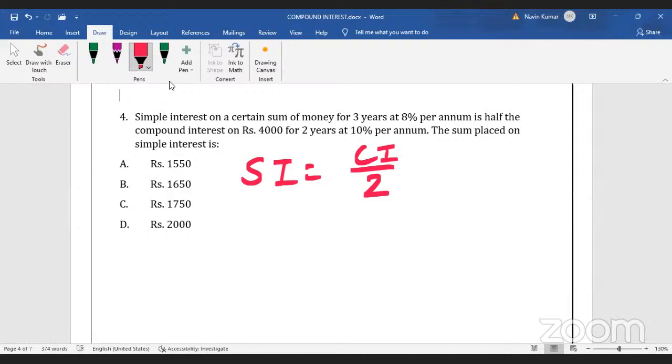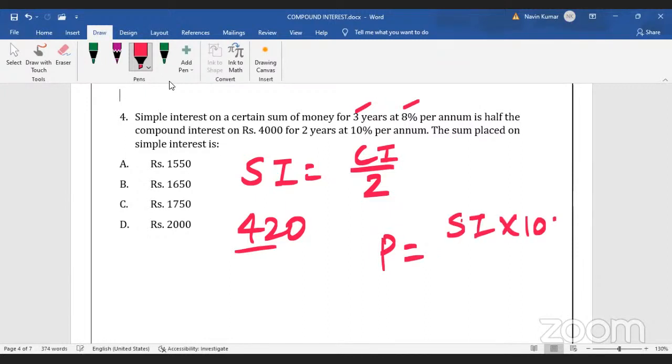Tell me what is the compound interest? This question is very easy. 840. Sure? 840. Yes, sir. It means simple interest will be 420. Now you have to find principal when simple interest is given, time is given, rate is given. Can you find principal? The formula is SI into 100 divided by rate into time. We learned this yesterday.